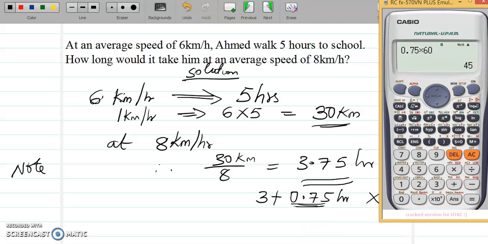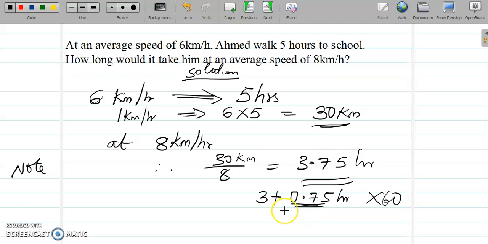So that gives me 45. That means I'm having this to be 3 hours, 45 minutes. So it will take 3 hours, 45 minutes for an average speed of 8 kilometers per hour.